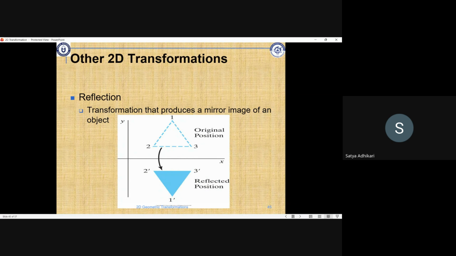So far we have discussed three transformation methods: translation, rotation, and scaling, and composite transformation, homogeneous coordinates, and rotation or scaling about a fixed position. Now the fourth one, other 2D transformations, 4.1 reflection.